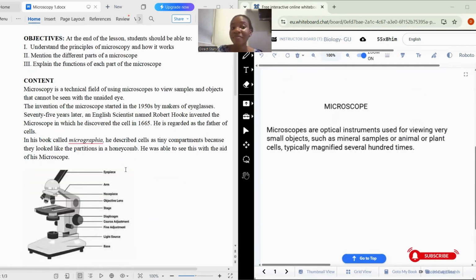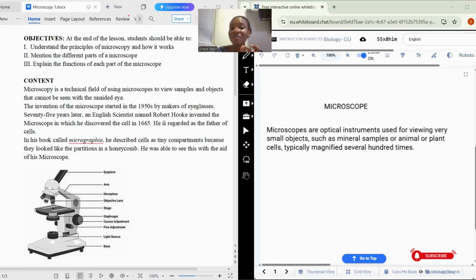The invention of the microscope started in the 1590s by makers of eyeglasses. 75 years later, an English scientist named Robert Hooke invented a microscope with which he was able to discover the cell in the year 1665. Because of his findings, he is also called the father of cells. But we are not talking about the cells in this class. We are focusing on the microscope.